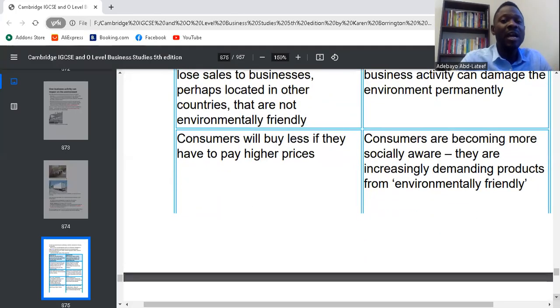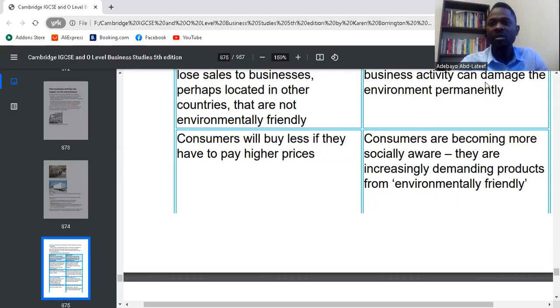Consumers will buy less if they have to pay higher prices. So if we have to be compliant with being environmentally friendly, or to be socially responsible, and we have to pass the price along to consumers, they might not be willing to buy, which is not good for us as a business. So that's their own argument against being socially responsible. I think the point is clear. Okay.